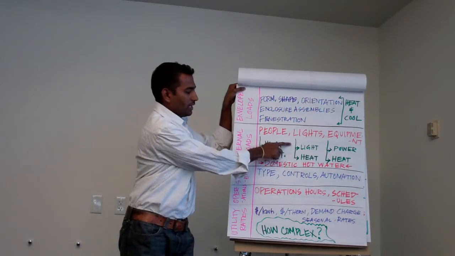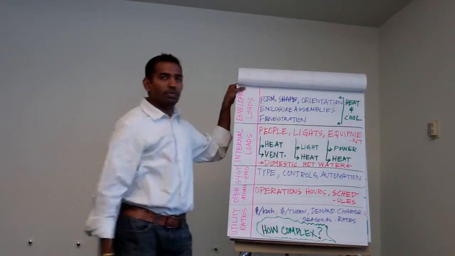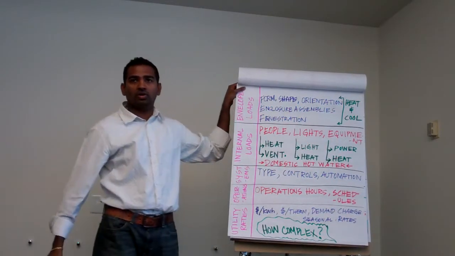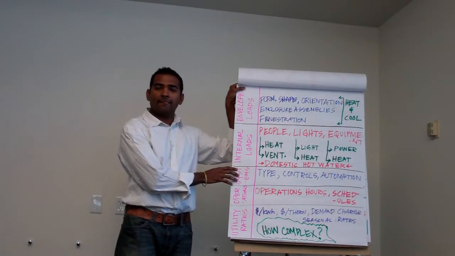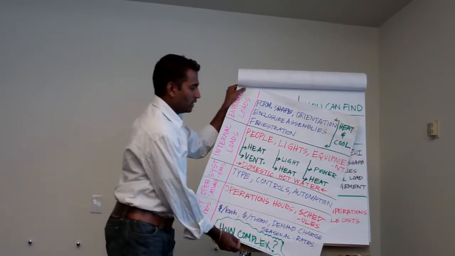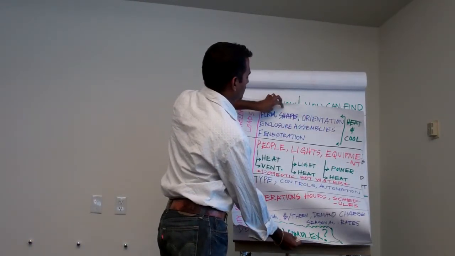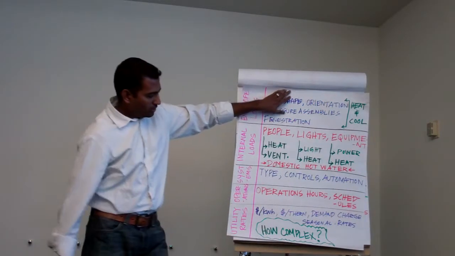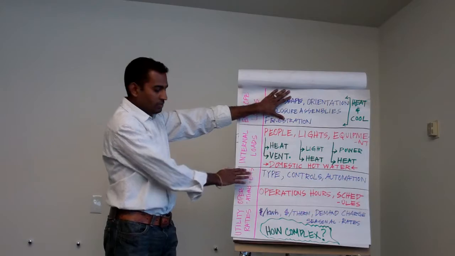And then lights, again the same thing, they have power and heat. And equipment, they have power and heat. And then the last internal load item is the domestic hot water, right? And when it comes to systems, you have several different types of systems. You have controls, and you have automation of these systems, right? So there's a lot of complexity that could get involved right here under systems.